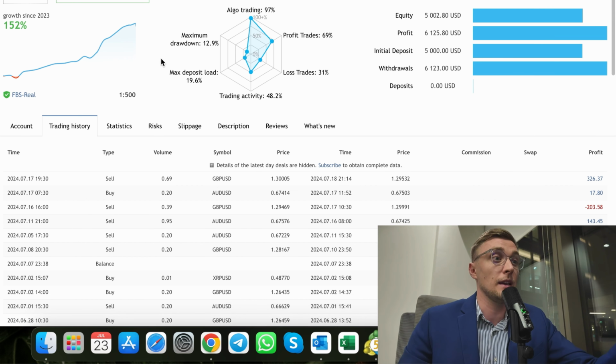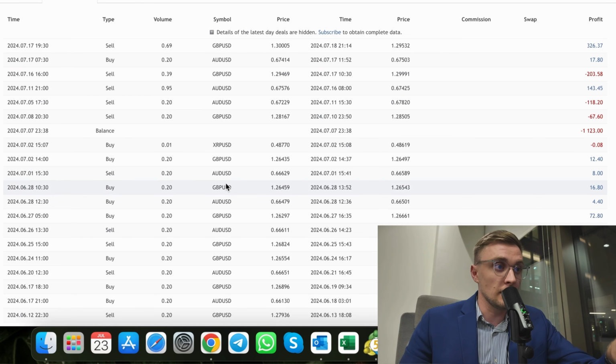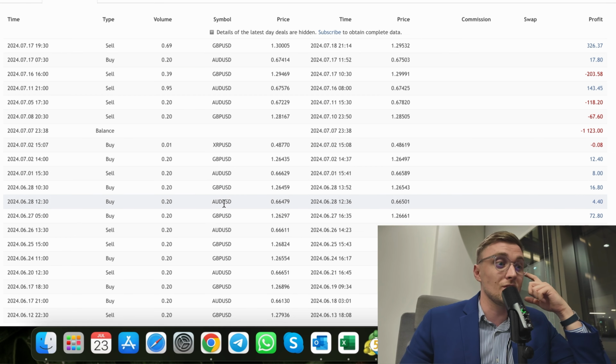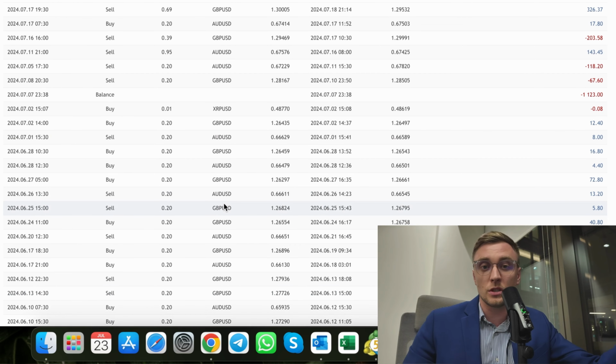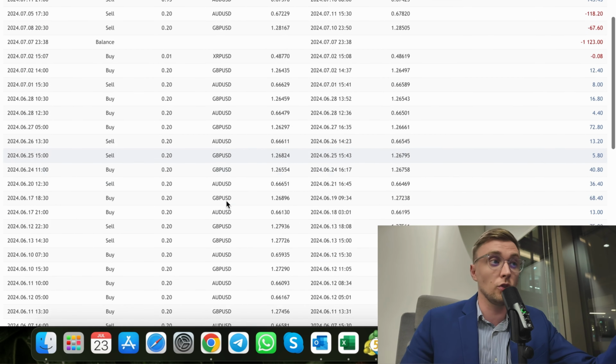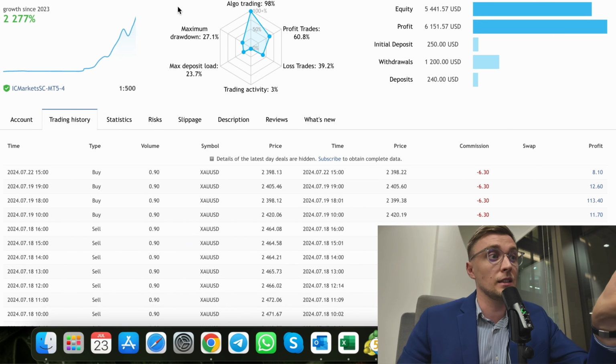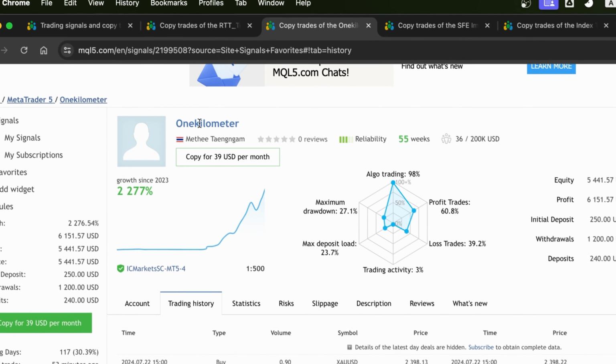For example, this guy, as you can see in the symbols, he's using just currencies, mostly currency trading. So there is one strategy in different currency instruments. Good, close, done. Another signal that I can recommend is called 1 kilometer.